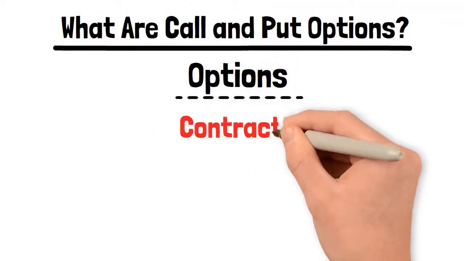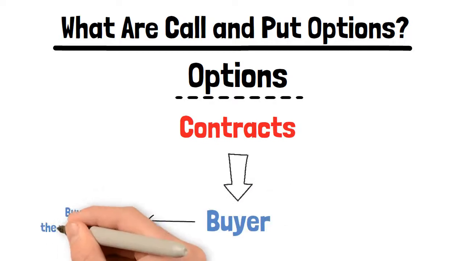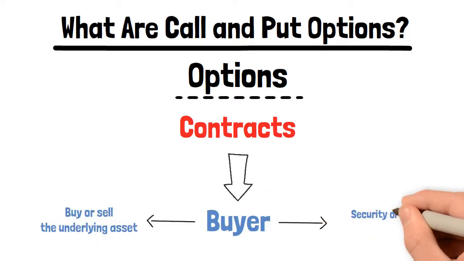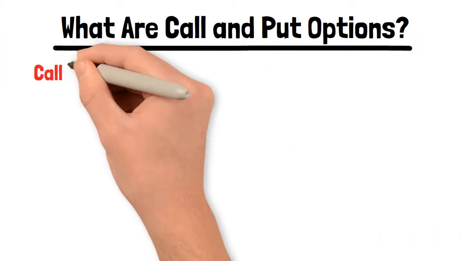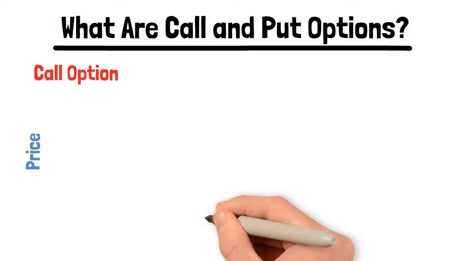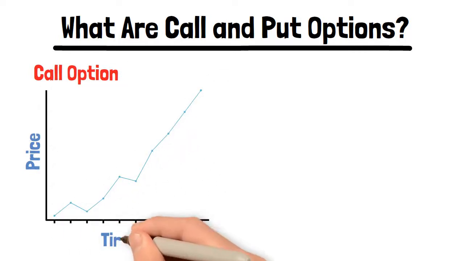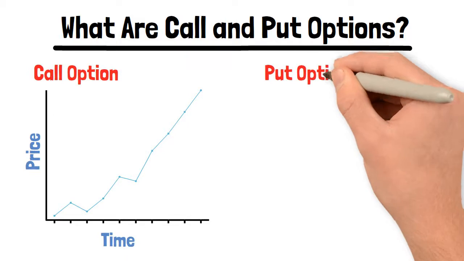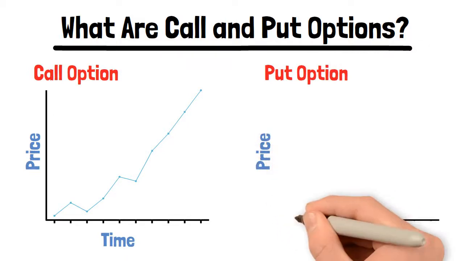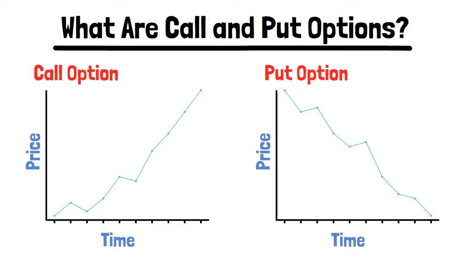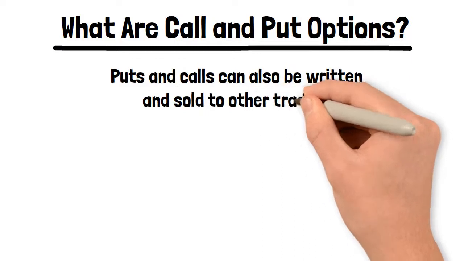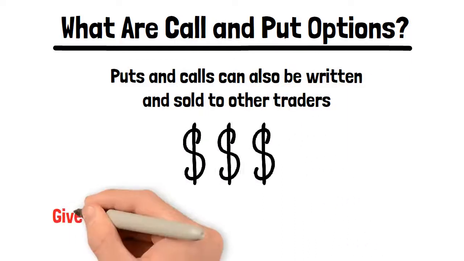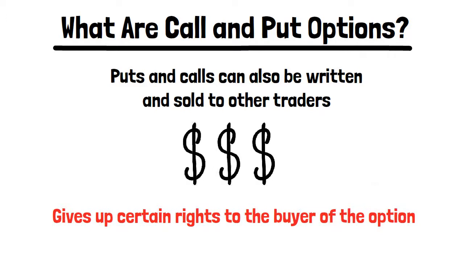Options can be defined as contracts that give a buyer the right to buy or sell the underlying asset, or the security on which a derivative contract is based, by a set expiration date at a specific price. A call option is bought if the trader expects the price of the underlying to rise within a certain time frame. A put option is bought if the trader expects the price of the underlying to fall within a certain time frame. Puts and calls can also be written and sold to other traders. This generates income but gives up certain rights to the buyer of the option.